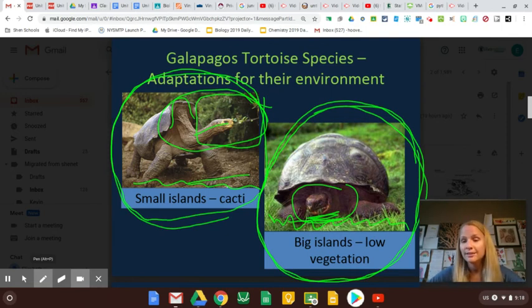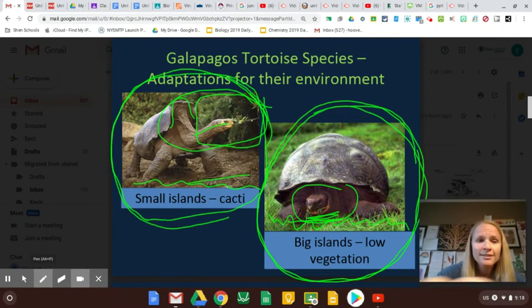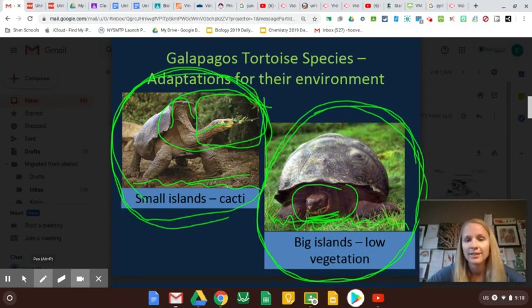So in this case, humans didn't say, on this island, I want turtles with long necks. On this one, I want tortoises with short necks. Nature did. And nature didn't do it on purpose, but there was short grass, short vegetation here. So nature said, okay, you can survive with your short neck.